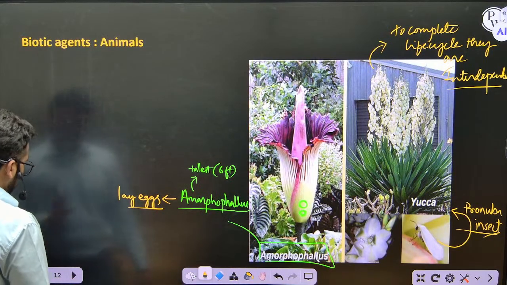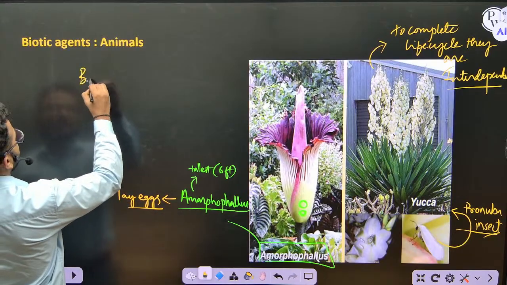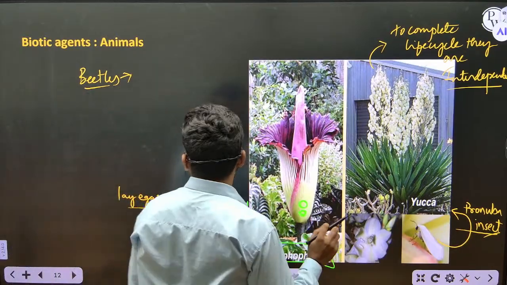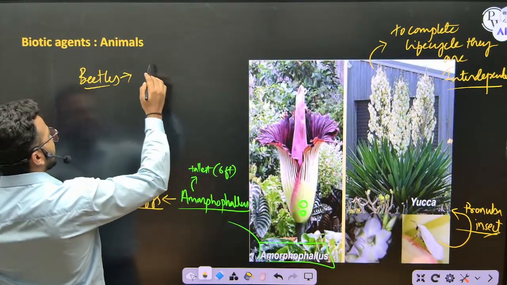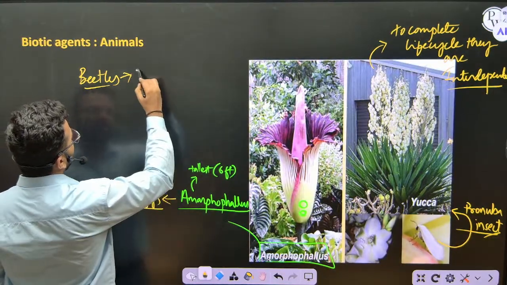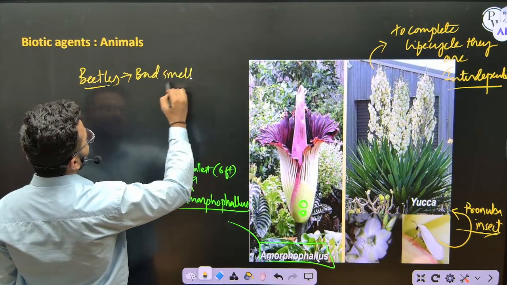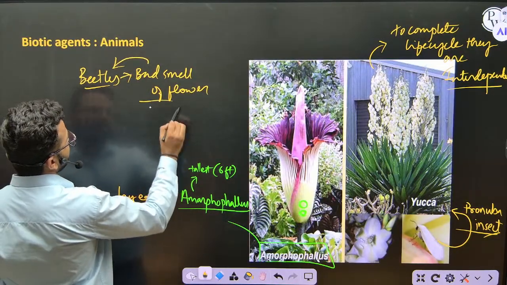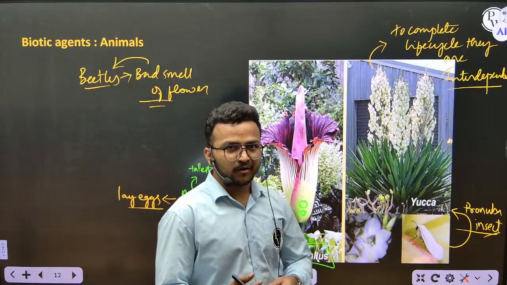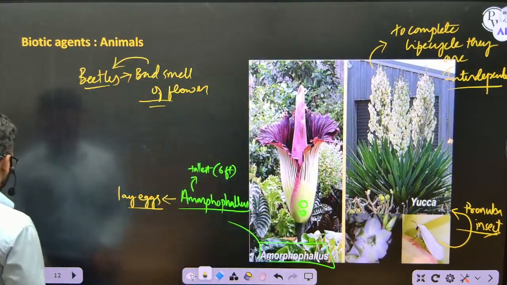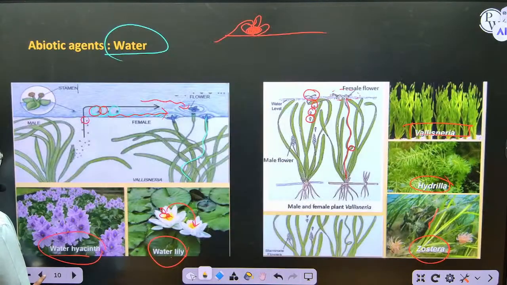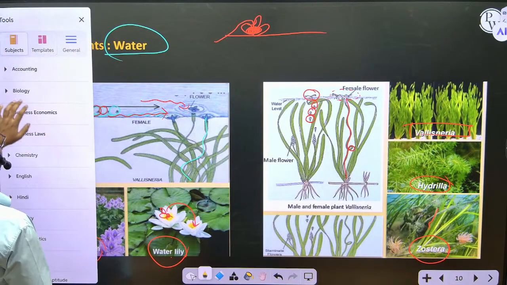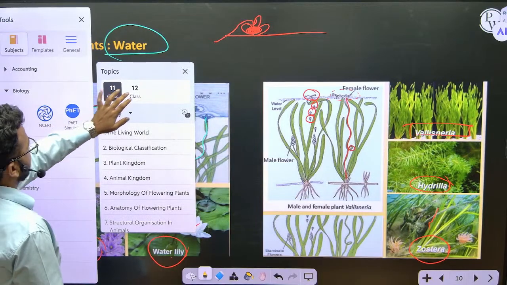And there is one more example, beetles. They require not only good fragrance here, but in the case of beetles, a very awful smell. The bad smell of a flower is also used for attracting these beetles. So they will release some bad odor, which is not a good odor. In the NCERT I will show the lines also so that we get clarification.